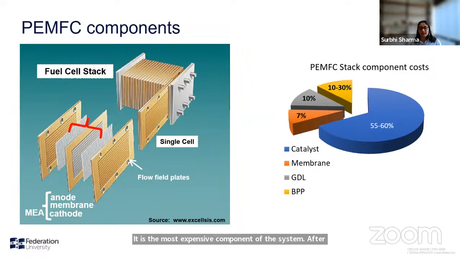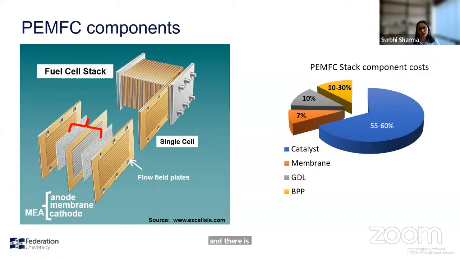After that, the gas diffusion layer and the bipolar plate are also major components, the second most expensive component of the system, and the plate also adds a lot of weight to the system, because it's the only metallic or bulky component in the system. The other components also add to the costs, and there is scope for cost reduction in each of these components as they are improved further for the next generation systems.